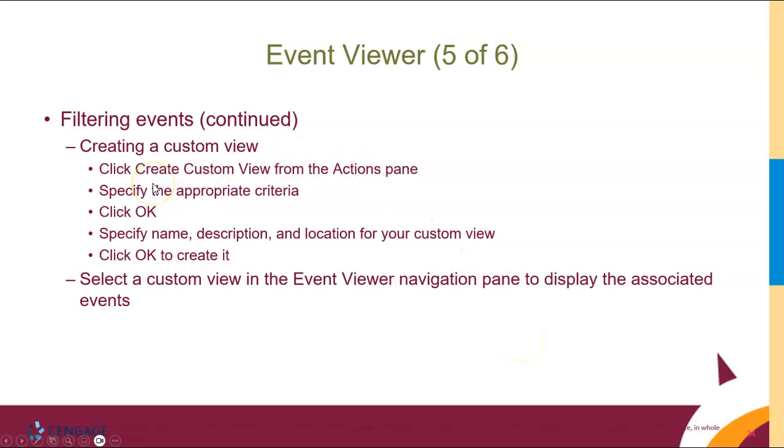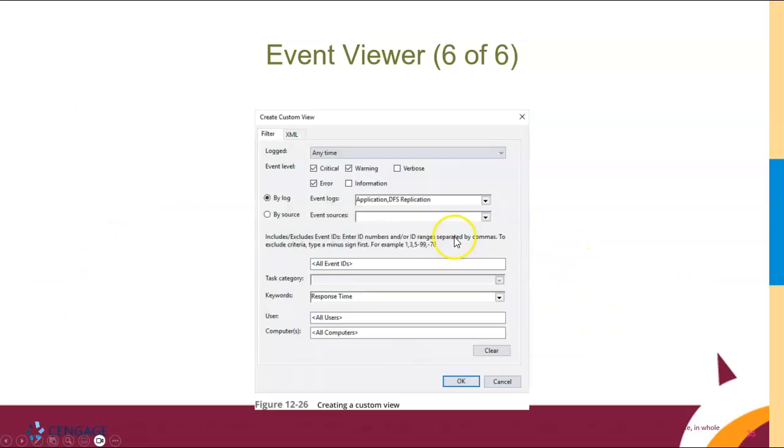To create a custom view, you click Create Custom View in the Actions pane, select the criteria, click OK, specify a name and location, and then click OK. Then you select the custom view in the Event Viewer navigation pane to display those events. Here's what creating a custom view looks like. You can see here you pick your type of event level, and then you can say any, when it was logged, and the event logs that you want to look at.